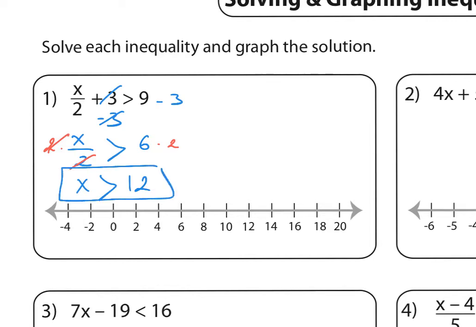Now, how do we graph this? So we know x is greater than, not equal. So 12 would be excluded from the solution set. So it's going to be 12 as an open circle because 12 is not included, because we don't have equals here, right? So it's going to be x greater than 12. So we're going to shade all the values to the right of 12, and make sure you have an arrow that goes all the way to positive infinity. So that's going to be for number 1.